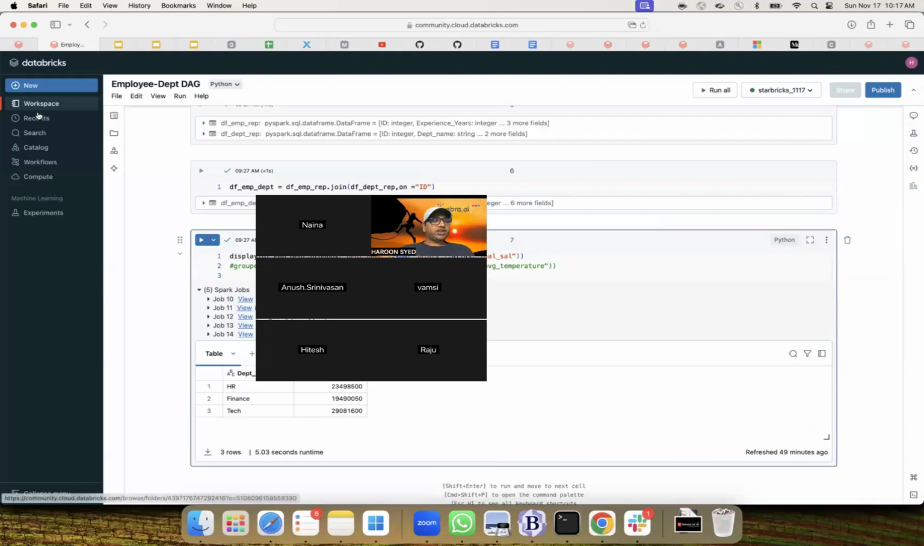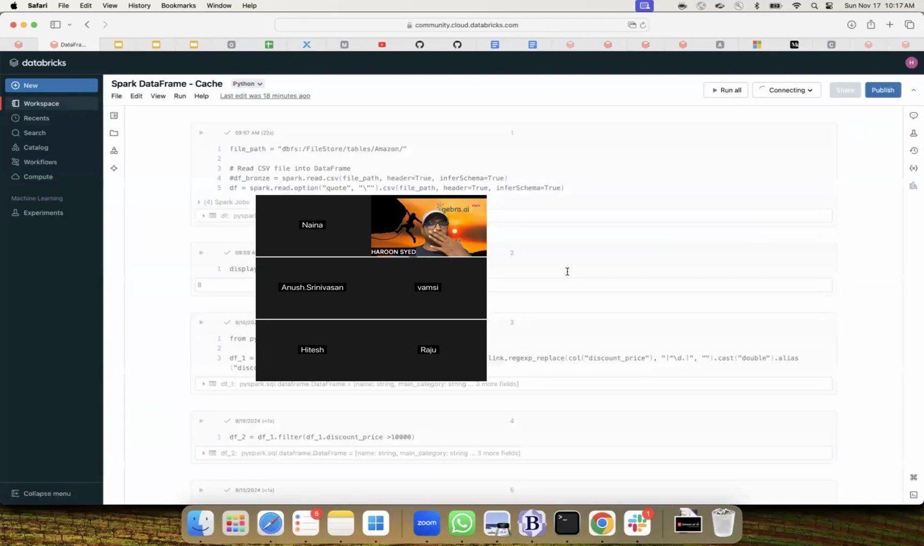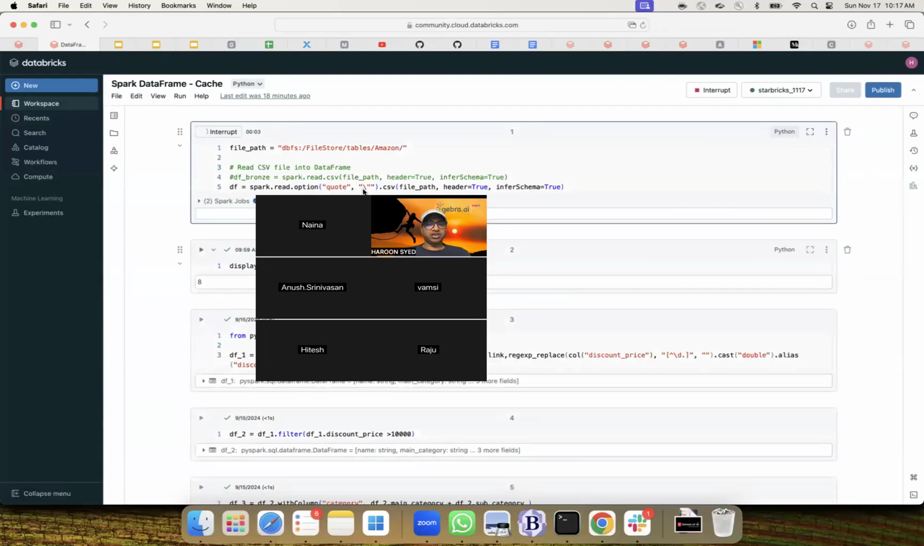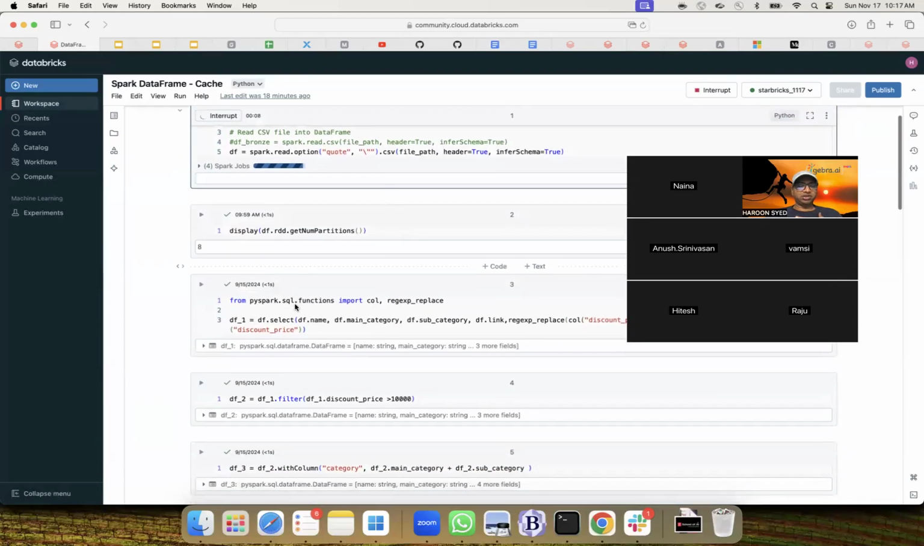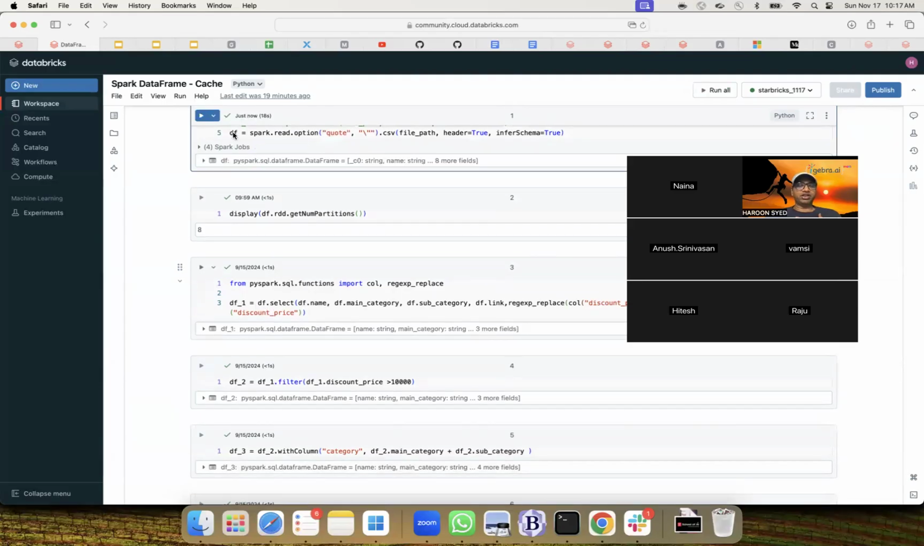Okay, so let's go back to what we were talking about, caching. So we run this and we see it has 8 cores, and we are doing 8 partitions here. I'm doing a df1, which is a select from the data frame df. I'm doing whatever transformations in this and then storing in df1. Okay, so I will run this.